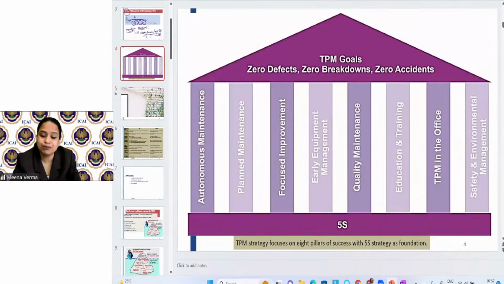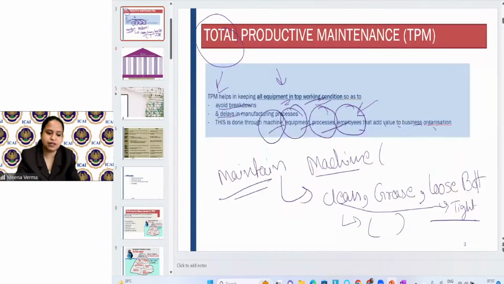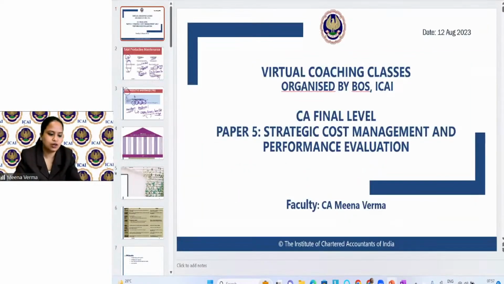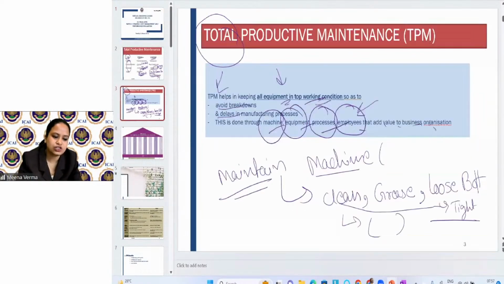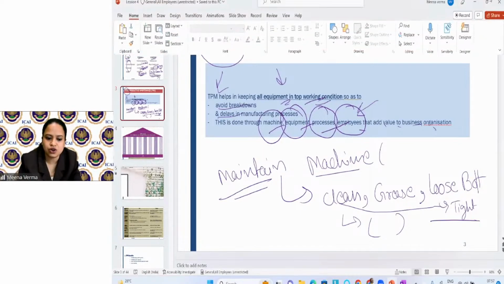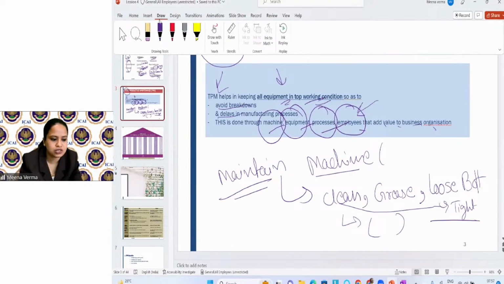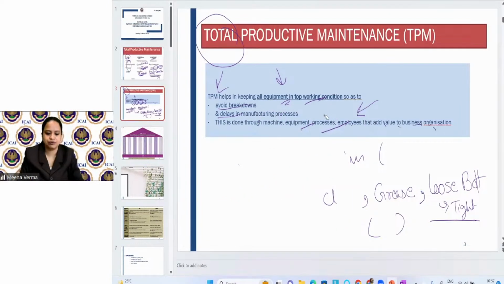Now, for the implementation, just keep it in mind, total productive maintenance does not just focus on, give me 1 minute. It does not just focus on the process. It is not just focused on improving the process of the company. It is focused on improving both the process as well as the machine of the company.